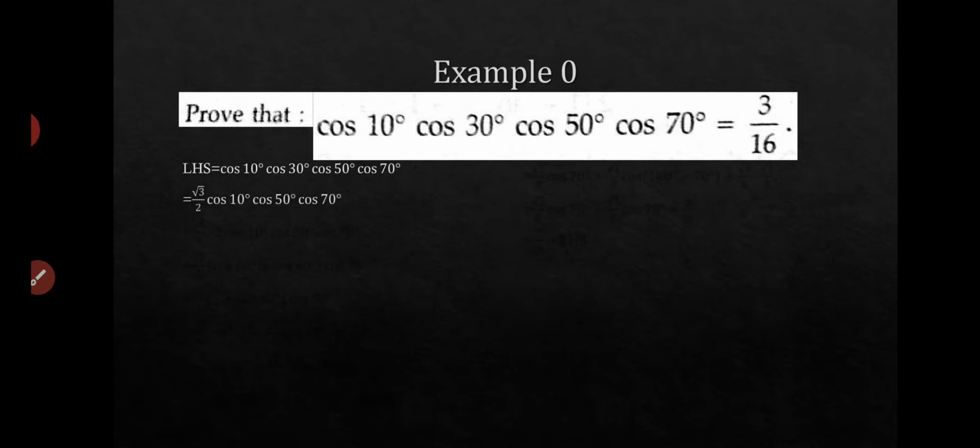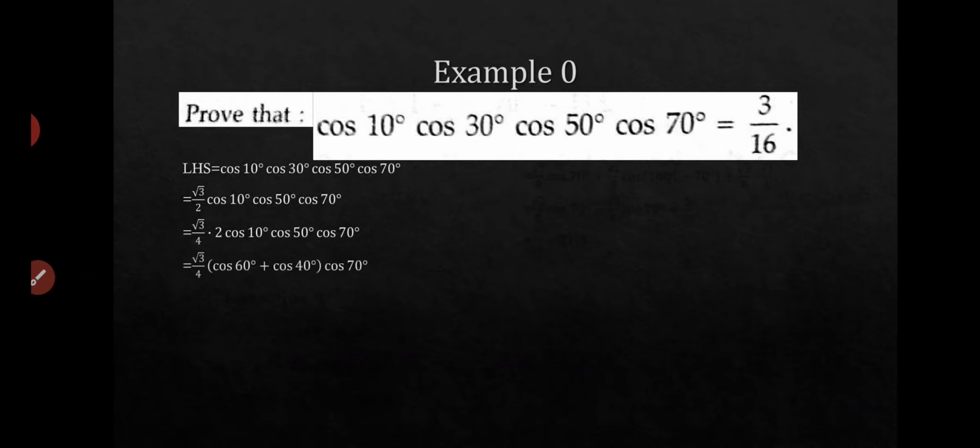Now cos 10, now what we can do, we can multiply a 2 and we can make it root 3 by 4 into 2 cos 10 cos 50 cos 70. Now obviously keep cos 70 out, you can just apply it on cos 10 and cos 50. So twice of cos a cos b is cos of (a plus b) plus cos (a minus b), so this is what you get.